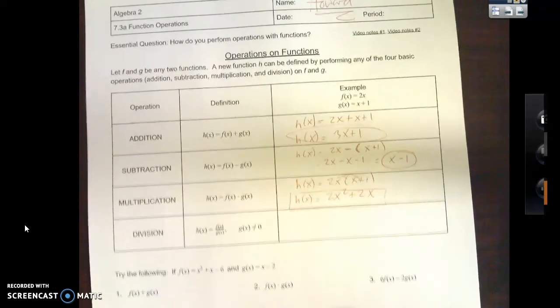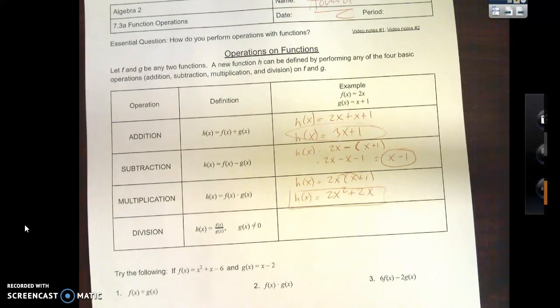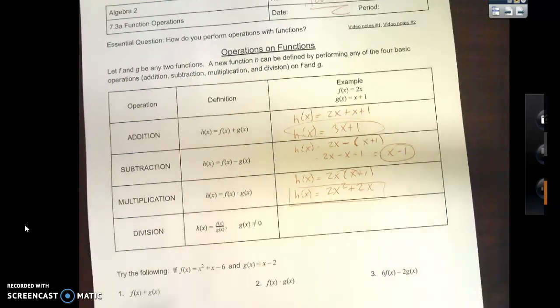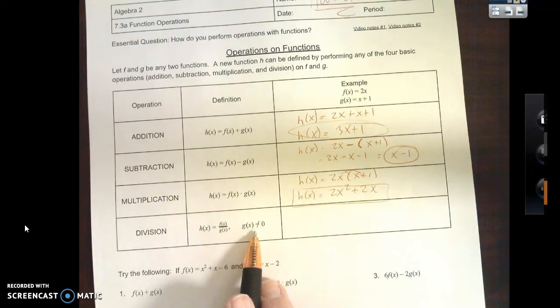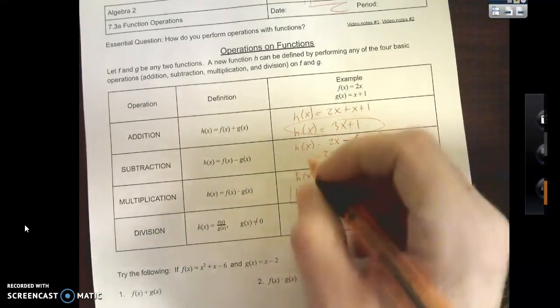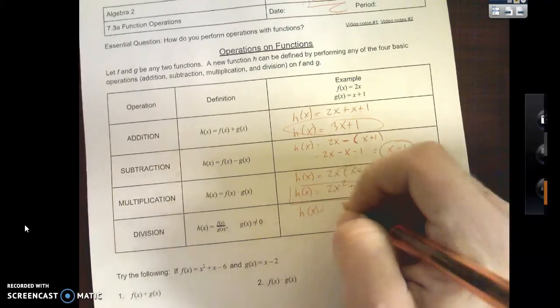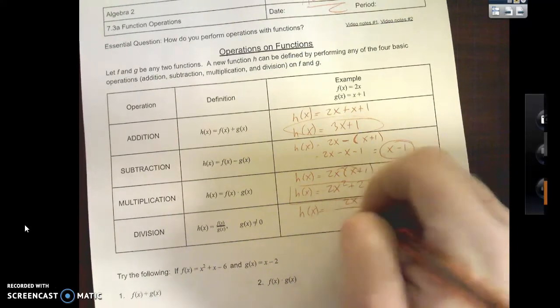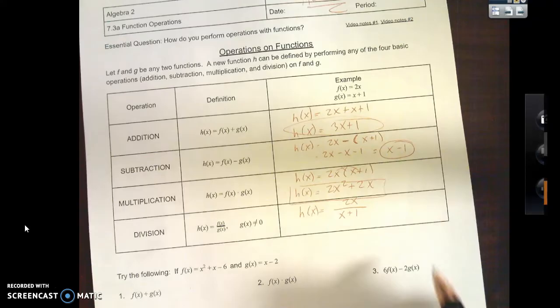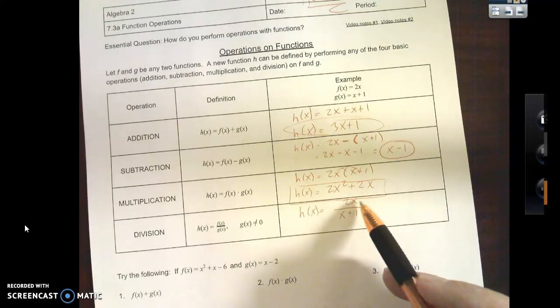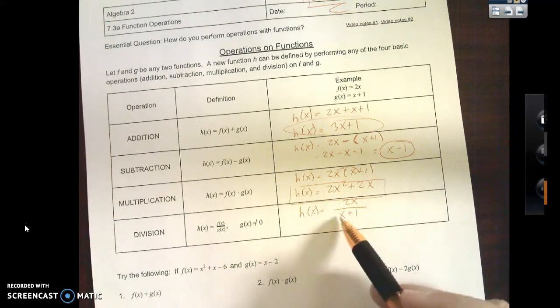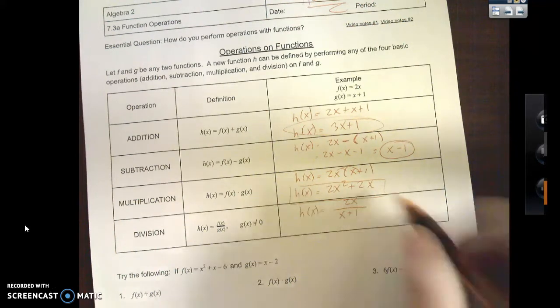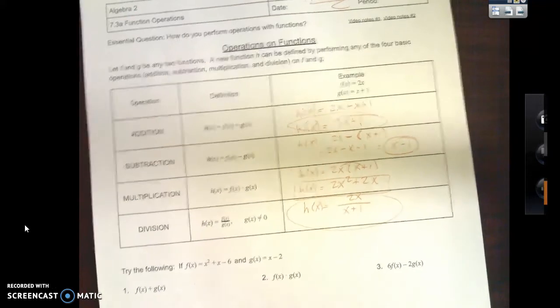Okay, awesome. And finally, if I'm taking a look at division, please note one little thing here. They tell you that g of x cannot equal 0. Why is that important? Well, you can never divide by 0. So my h of x function, f of x goes on top: 2x divided by x plus 1. Hopefully you realize I cannot divide those x's because there needs to be a common x in all three terms. It's as simple as that, boom, done.